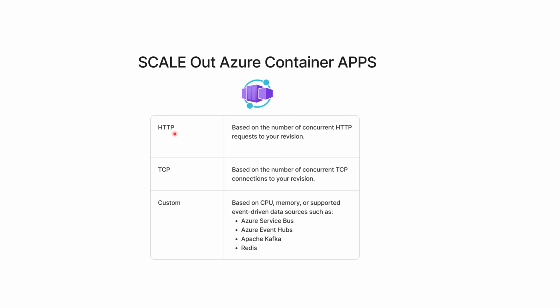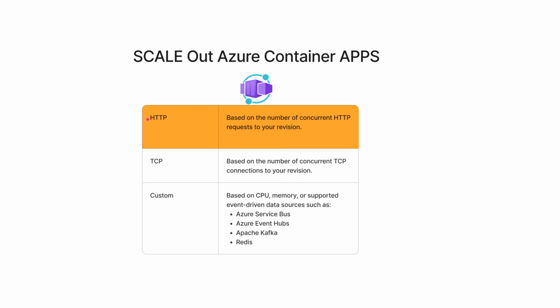There are three ways to scale the application: HTTP, based on HTTP requests; TCP requests; or custom, based on Azure Service Bus requests, Azure Event Hubs, Apache Kafka, or Redis calls. Today, we'll only focus on HTTP-based calls scaling out, and we will see how to do this.